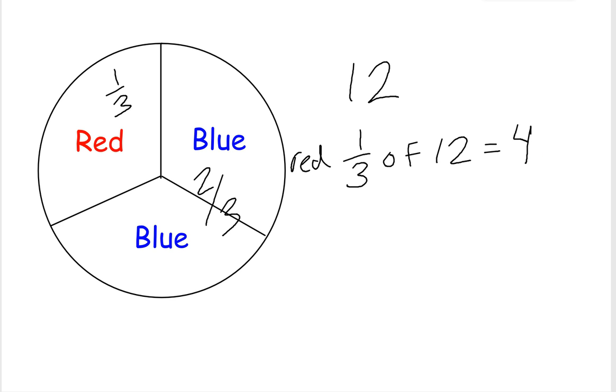So how many times should it stop on blue? Well, I would do 2/3 of 12. And 2/3 of 12 is equal to 8. So it should stop on blue 8 times. So notice that the more sections I have that are the same color, the more likely it will be to land on that color.